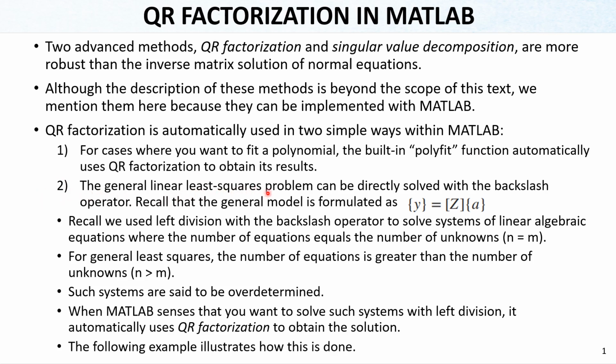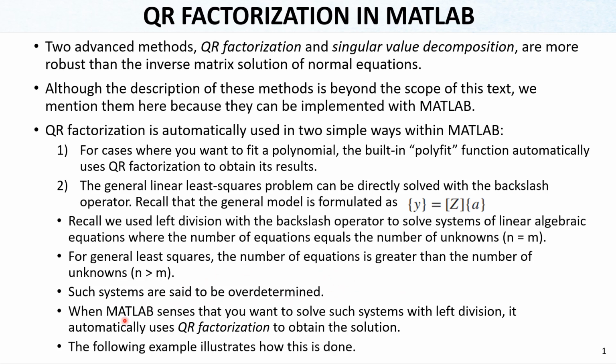Second, the general linear least squares problem can be directly solved with the backslash operator, if you remember, in MATLAB. Recall that the general model is formulated as this, and with the backslash we can also solve the problem. And recall, we use left division with backslash operator to solve systems of linear algebraic equations where the number of equations equals the number of unknowns. We did this already before. For general least squares, the number of equations is greater than the number of unknowns. So the number of equations can be greater than the number of unknowns. Then the systems are said to be overdetermined.